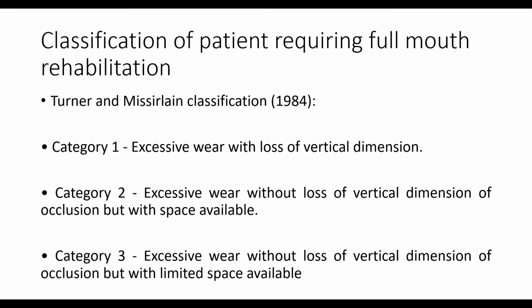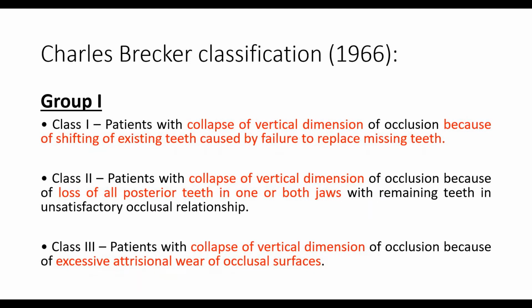The first category says there is an excessive wear of the tooth structure, but there is no loss of vertical dimension. The second category says there is excessive wear with loss of vertical dimension of occlusion, but there is still freeway space available to rehabilitate or to increase the bite of the patient. Whereas category 3 says that there is excessive wear of the tooth with loss of vertical dimension, but with limited space available.